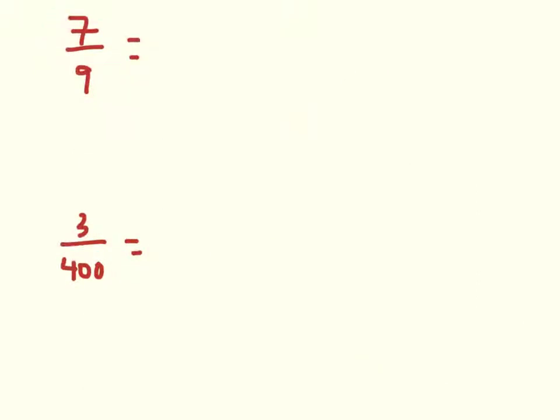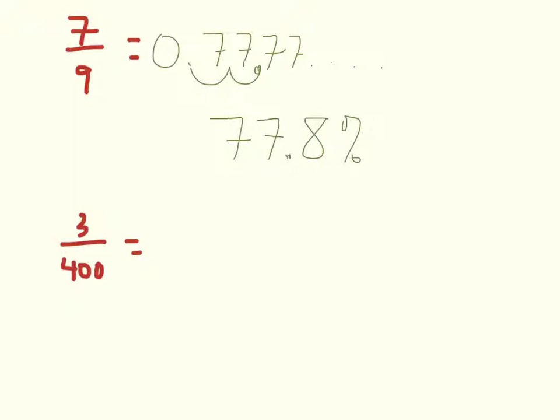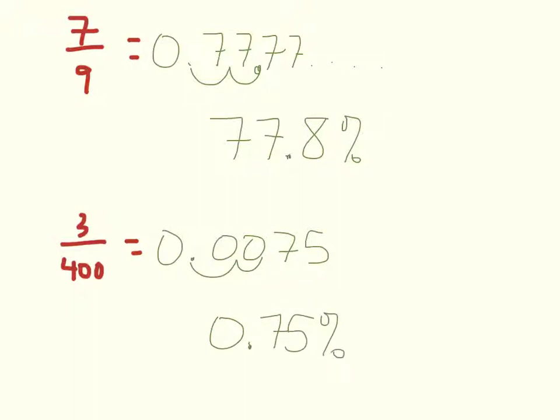If I do 7 divided by 9 on my calculator, I get 0.7777 on forever. So I move it 2 places, and I have 77, and I'll round it to the nearest tenth, 0.8%. And then if I have 3 400ths, I do that on my calculator, and I get 0.0075, move it 2 places, and I have 0.75%.